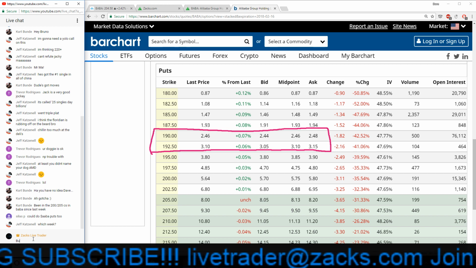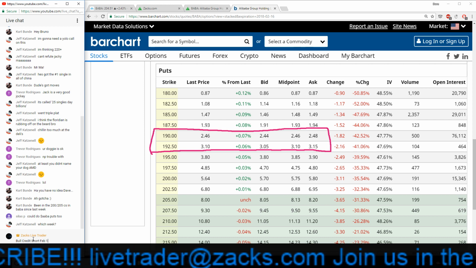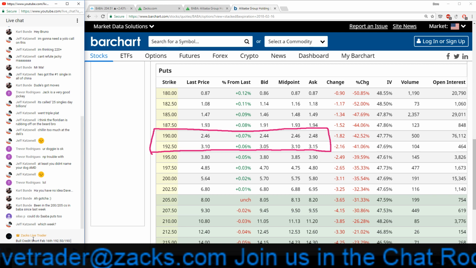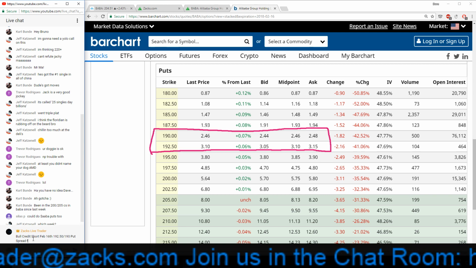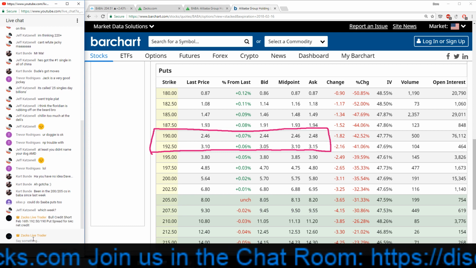So this is a bull credit idea, just short the February 16th 192.50, 190 put spread for a 64-cent net credit.